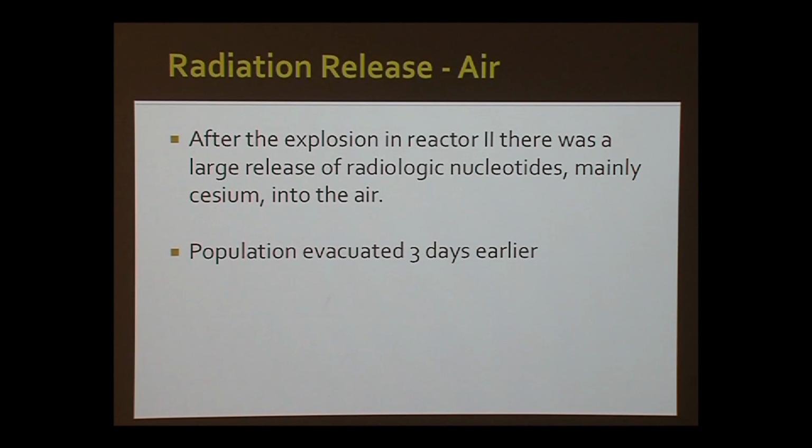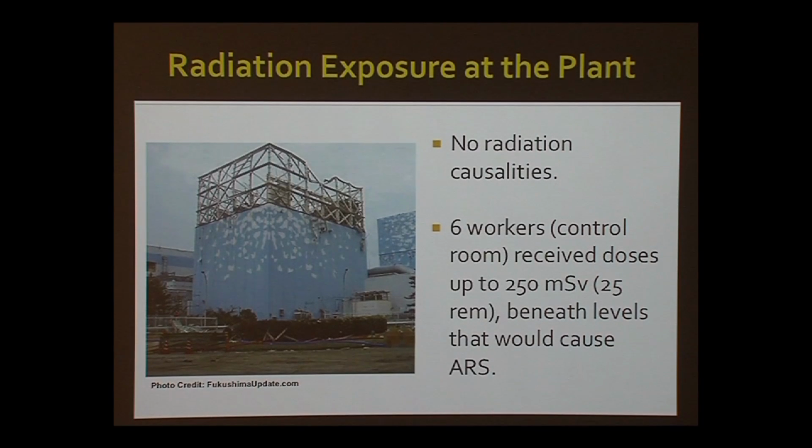The first, of course, is you get radiation release into the air. After the explosion in reactor number 2, there was a large release of radiologic substances, mainly cesium, into the air. But luckily, they had actually evacuated the population of that area 3 days before that happened, so there was very little effect to the population from that. In terms of the actual plant itself, this is reactor number 1 after the explosion, there were no actual radiation casualties.